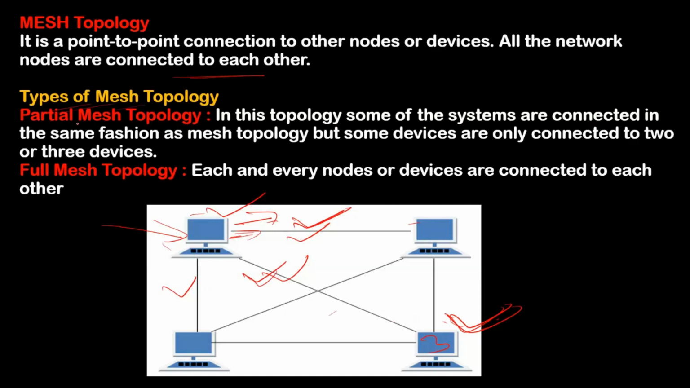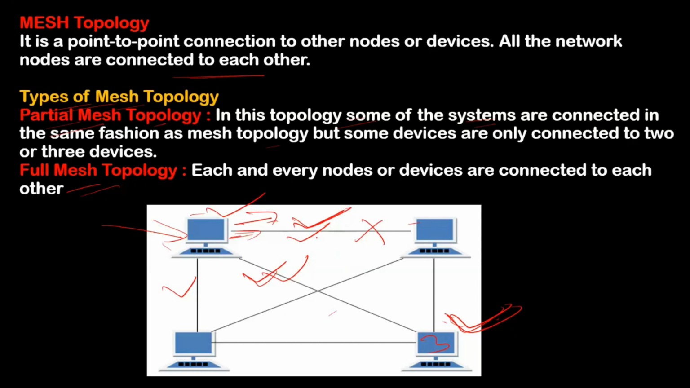And if you see here, types of mesh topology. We have two types: partial mesh and full mesh. Partial means what? In this topology, some of the systems are connected in the same fashion as mesh topology, but some devices are only connected with two or three devices. Means if I cut one or two cables in this picture, then this is the partial mesh.